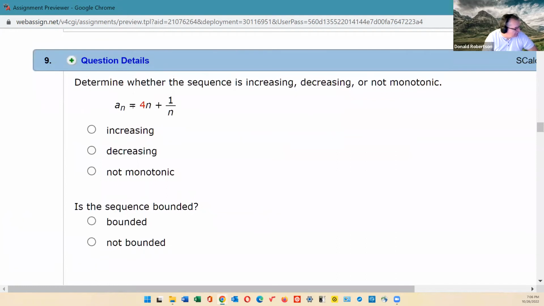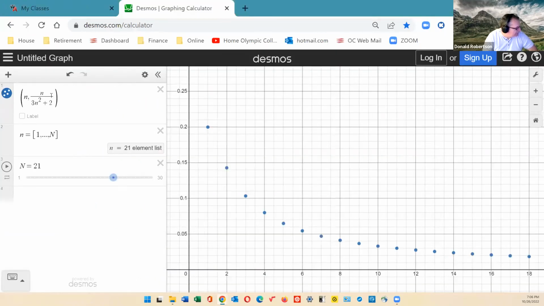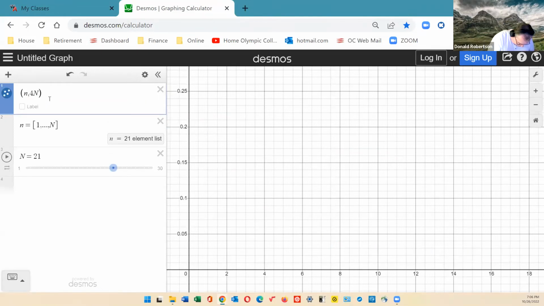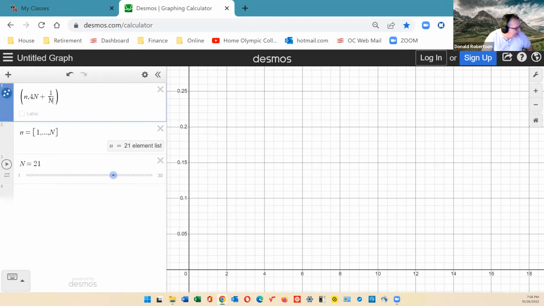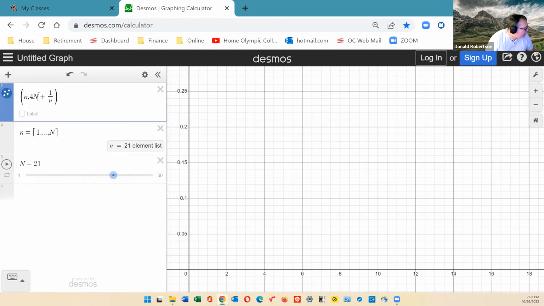I like this one, so let me do this one. 4n plus 1 over n. For some reason I'm in capitals, so let me get that sorted out. There we go. What do you think? Increasing, decreasing, or doing a bit of both?